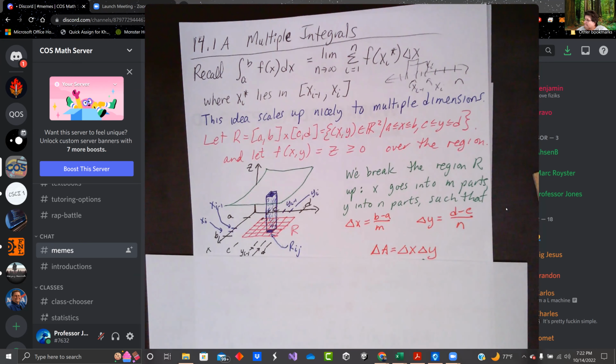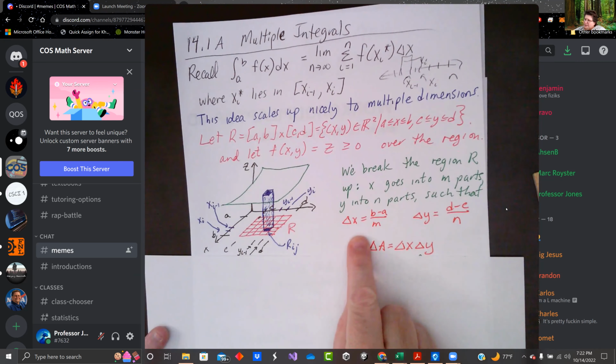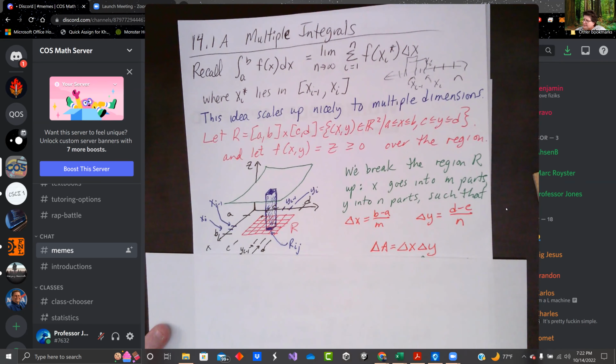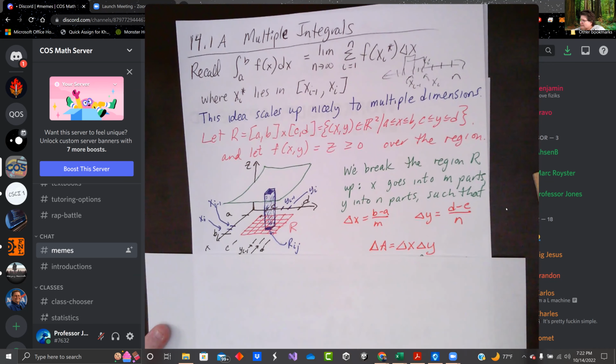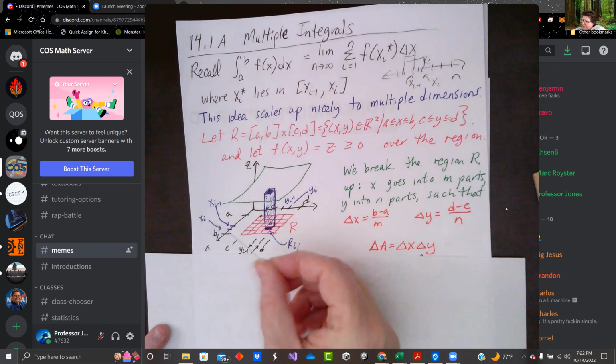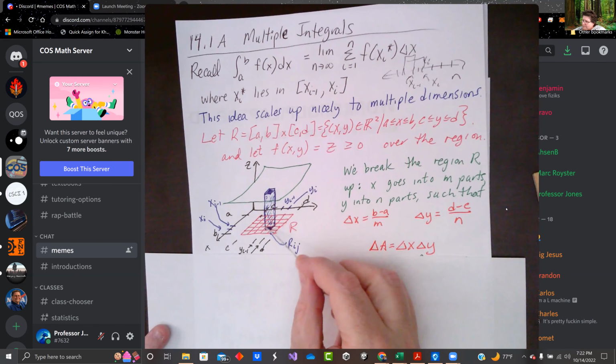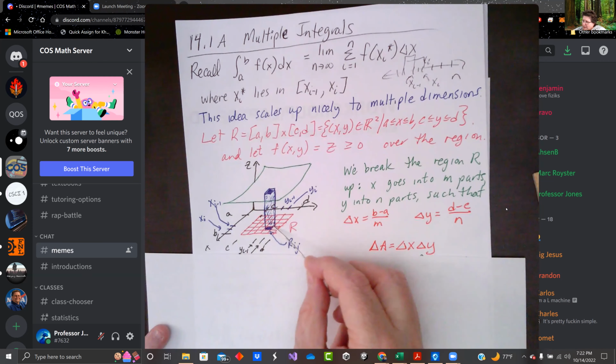We could break the region R up into parts. I'm going to do x goes into m parts and y goes into n parts. I don't want the same letters, so we could have different limits. Which means delta x is going to be (b minus a) over m. That's the width if we break it up into m parts, and delta y will be (d minus c) over n. And you can kind of see what's going on. From a to b, we're coming along like this. From c to d, we're coming like this. We have some square region in the middle, wherever we're at.